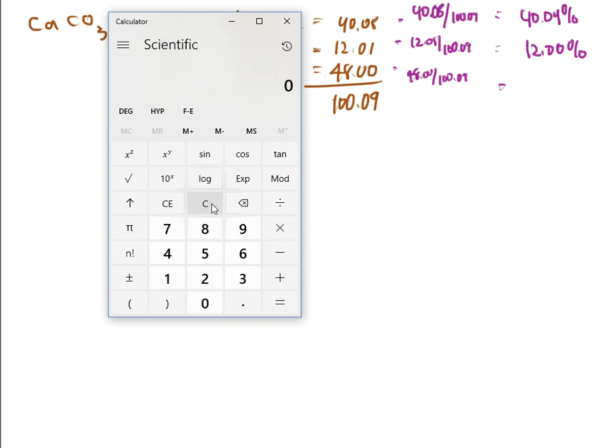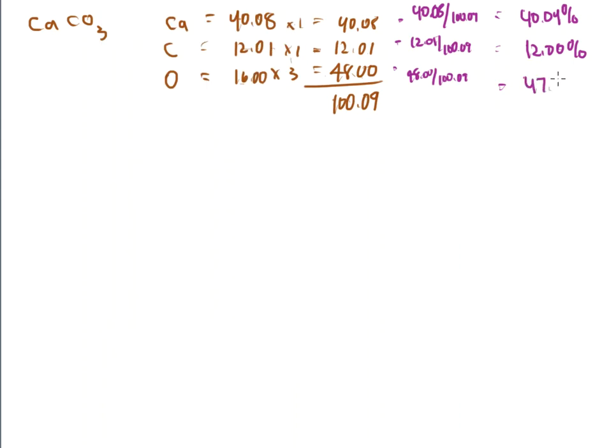All right, so finally with my last one, I've got 48. Divide that by 100.09, and then times it by 100 to get it to a percentage. And that gives me 47.96%. So I've calculated the percent composition for each one of these.